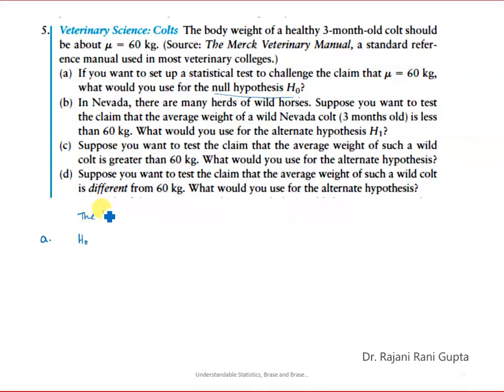we agree that the body weight of a healthy 3-month-old colt is 60 kgs. So our null hypothesis becomes H naught: mu is equal to 60 kg. It's not necessary that you get this symbol mu in the question all the time. Okay. Now in part B, this was part A.